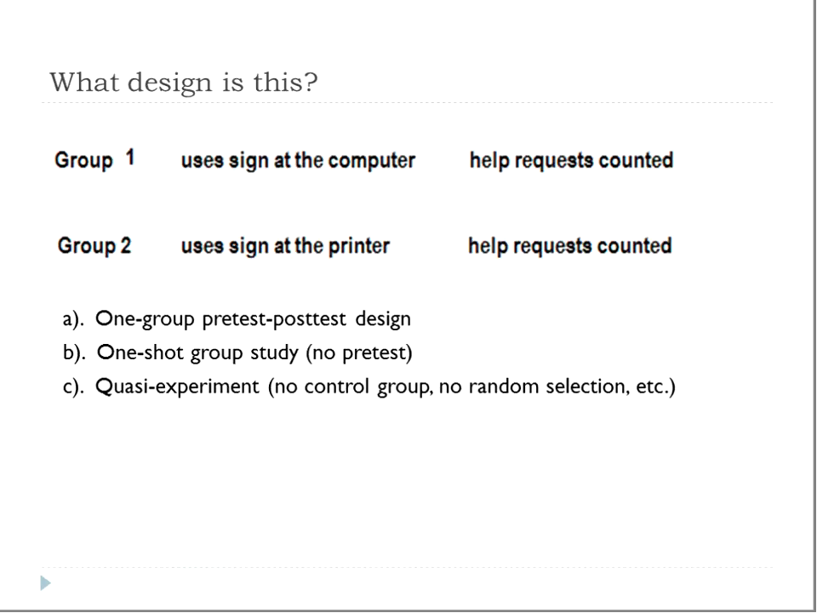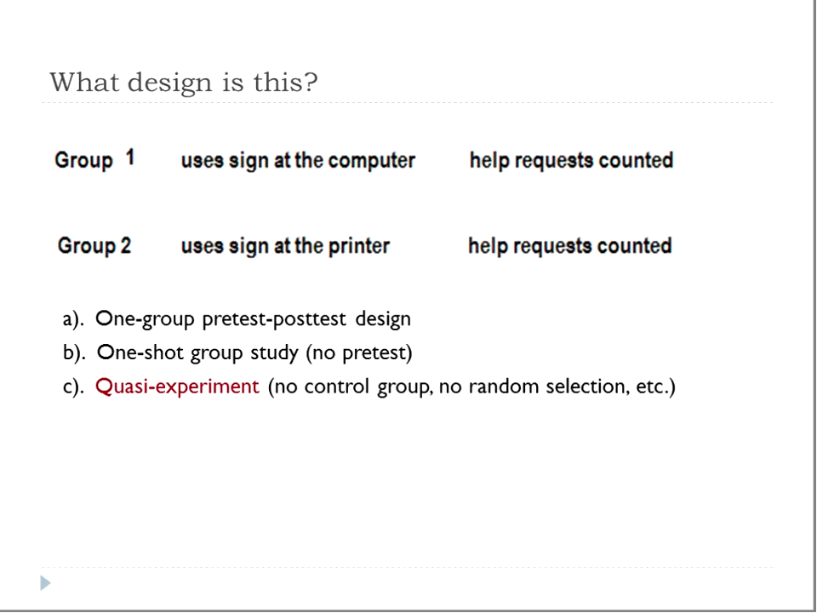Now, what kind of design is this? Well, I've listed the 3 here from Newman's book that are pretty typical as not quite up there with the classic experiment. So here's the diagram again of this printer computer sign, and it's not a one-group pretest post-test. You're not going to pretest and post-test people using a computer lab. It's not a one-shot group study. It's what they call a quasi-experiment.